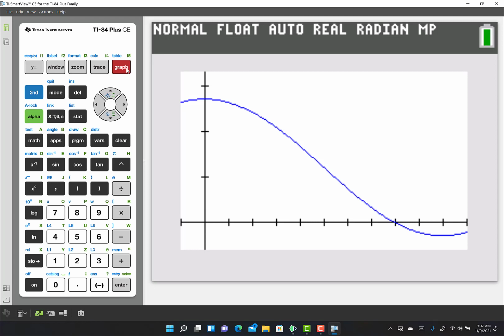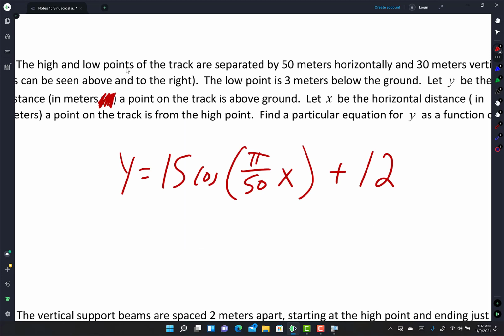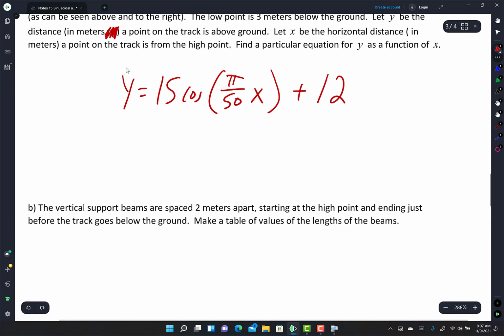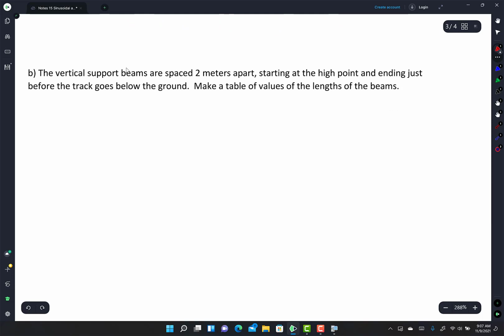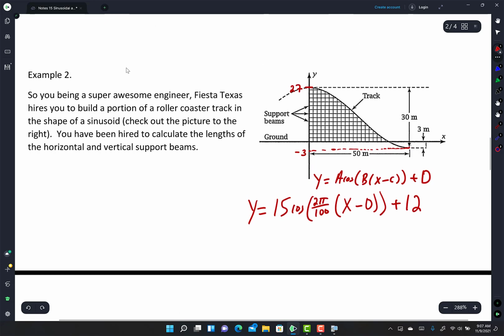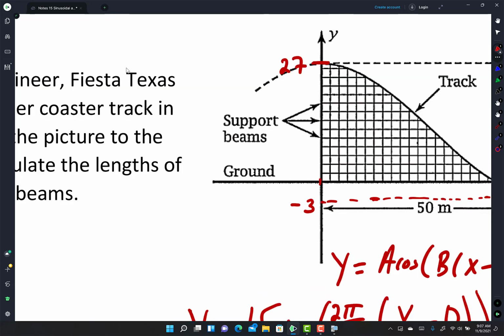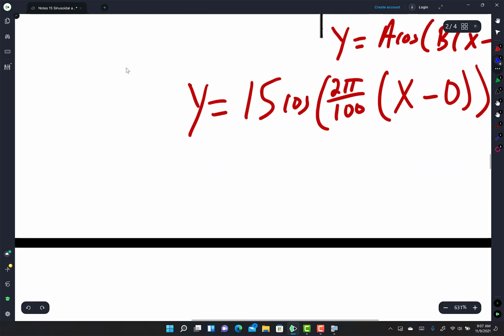Okay. So here we go. Let's see if we can answer some questions. It says the vertical support beams are spaced 2 meters apart. So if I zoom in on this, these vertical support beams that I'm highlighting in blue, those are 2 meters apart. Everyone should know how big the first support beam is. How big is the first one? Oh, 15, 30. From 27. The first support beam is 27, guys.